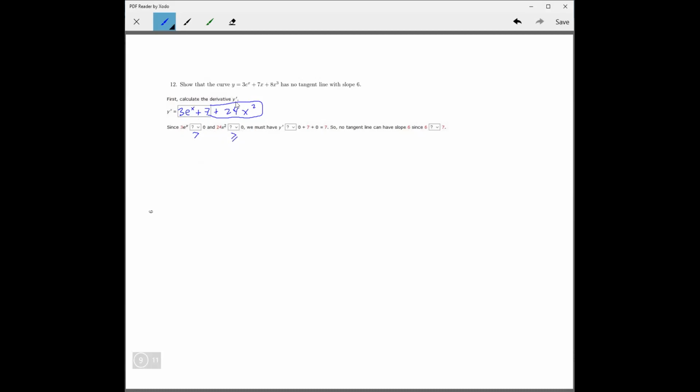Okay, so this part and this part are always greater than or equal to 0. This is greater than 0, because this can never be 0. So y prime is greater than 0 plus 7 plus this. Okay, so the derivative is always greater than 0.